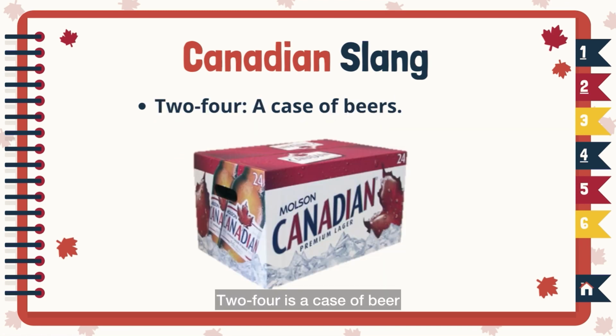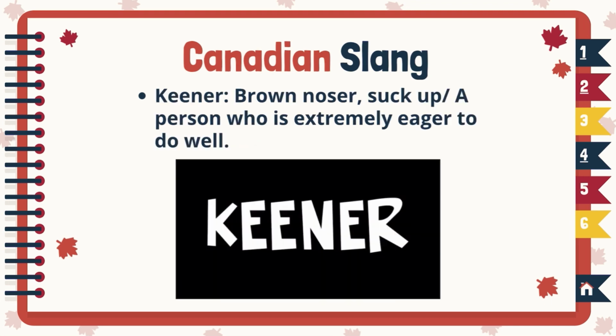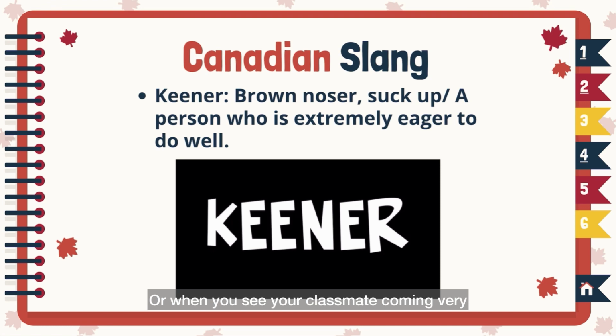Two-four is a case of beer. It has 24 bottles of beer. Keener has 2 meanings. The first is brown noser and suck-up. The second is to describe a person who is extremely eager to do well. For instance, your coworker getting close to the boss and saying something nice every day. Or when you see your classmate coming very early for the exam and can't wait to start it.